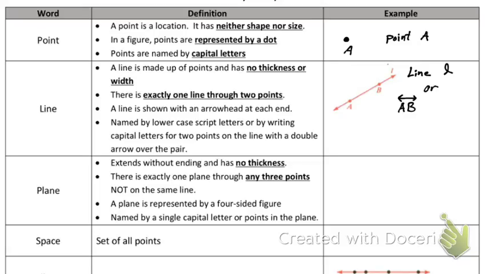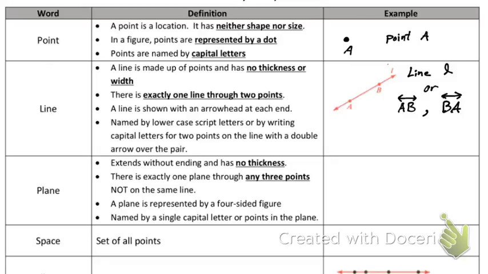Here's the thing. A line goes forever to the left and forever to the right. So if I'm talking about AB, it goes all the way like this. If I talk about BA, it's still the exact same line. So in naming a line, order does not matter. So I could call it line AB, or I could call it BA. Just make sure you put your notation above.